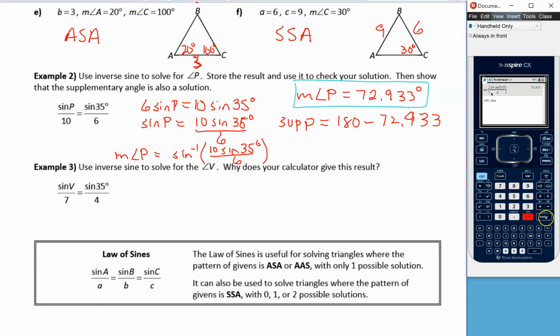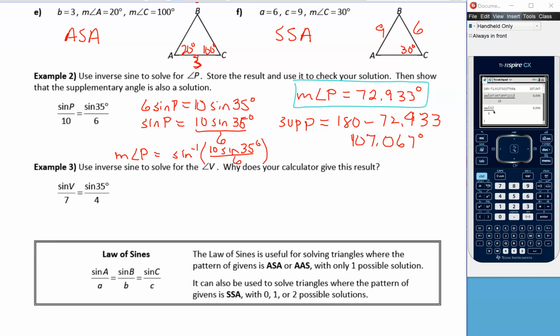I'm going to use the answer key on my calculator, which is second control negative, and that'll get us 107.067. In order to show that this is also a solution, we're going to replace P with that number, and I typed into my calculator sine of that number over 10, which is the left side of the proportion that we solved, and I got 0.096. Now we'll type in the right side. Sine of 35 degrees over 6 also gives us 0.096, so that shows that this is also a solution to the proportion.